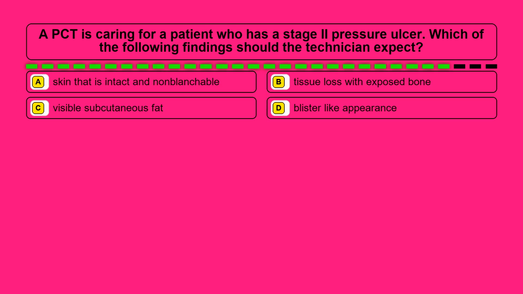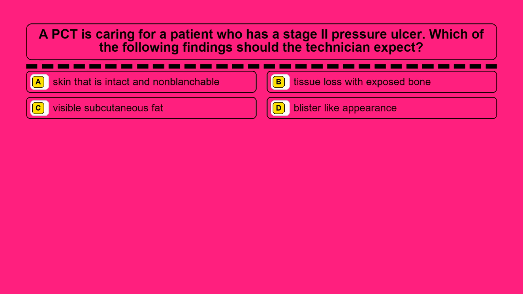Question 4. A PCT is caring for a patient who has a stage 2 pressure ulcer. Which of the following findings should the technician expect? Option A, skin that is intact and non-blanchable. Option B, tissue loss with exposed bone. Option C, visible subcutaneous fat. Option D, blister-like appearance.